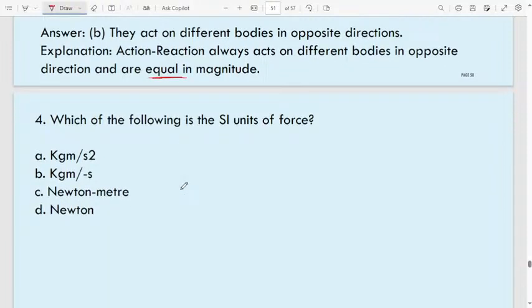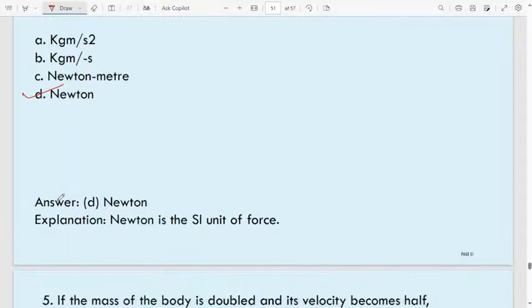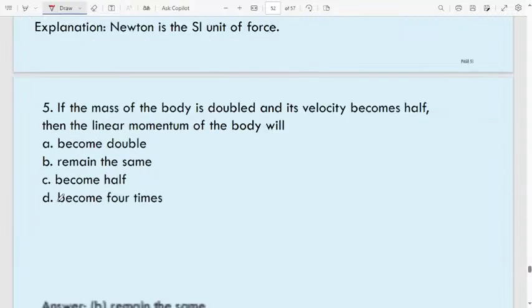What is the SI unit of force? Option A, kg meter per second square. Option B, kg meter per second. Option C, Newton meter. Option D, Newton. The correct answer is that the SI unit of force is Newton. Next question.